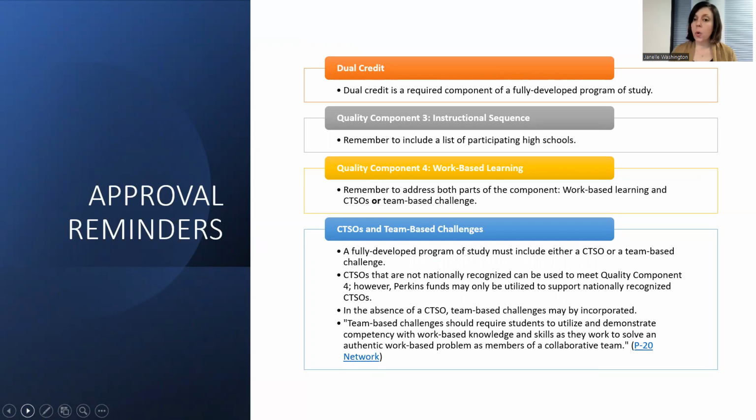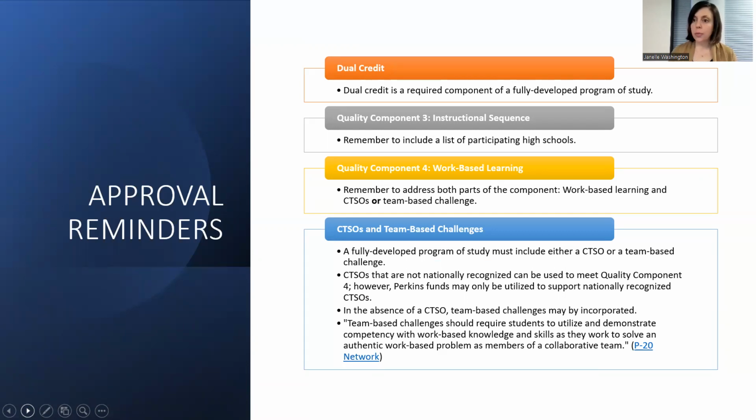Next, I'd like to take a look at quality component 3, which is instructional sequence. Please remember to include a list of participating high schools and the names of all the classes that you offer for dual credit. Moving on to quality component 4, which is work-based learning, please remember to address both parts of the components, work-based learning and CTSOs or team-based challenge.